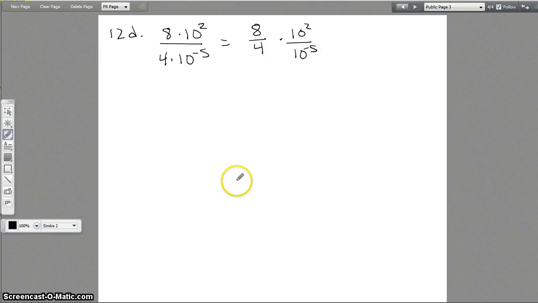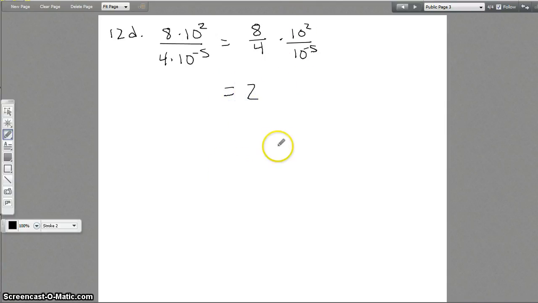Division and multiplication are both associative and commutative. Well, I have to take that back. Multiplication is associative and commutative. Division is not. But I can divide it up this way. So 8 divided by 4 is 2.